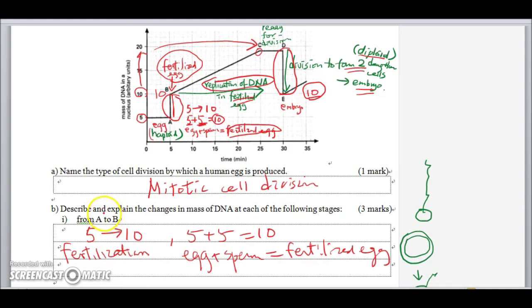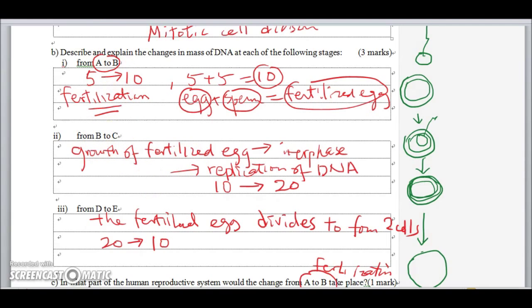And then part B, from A to B. A to B, as I mentioned just now, it increases from 5 units to 10 units. That is double. So 5 units from an egg, 5 units from a sperm, adding up will have a 10 unit, which is a fertilized egg. So your answer is fertilization, and the DNA content increases from 5 to 10. And then after fertilization, from B to C, since the cell needs to grow, and as it grows, we see the changes. The DNA increases from about 10, and it goes up to around 20. So that is a process of replication of DNA. So the key answer is the DNA increases from around 10 units to almost 20 units, and that is a process of replication of DNA.